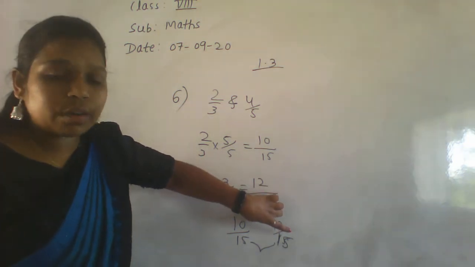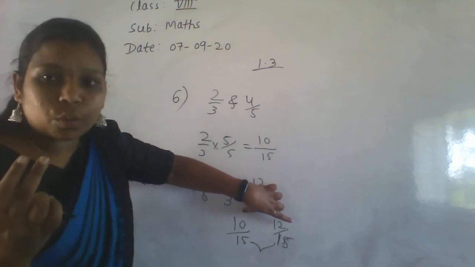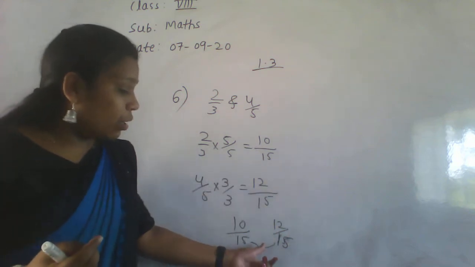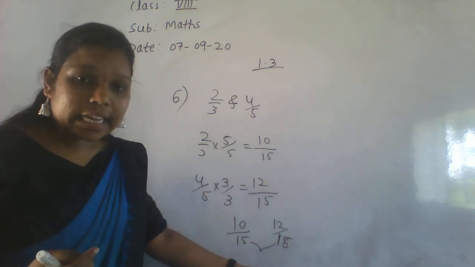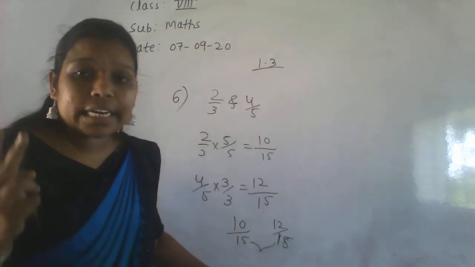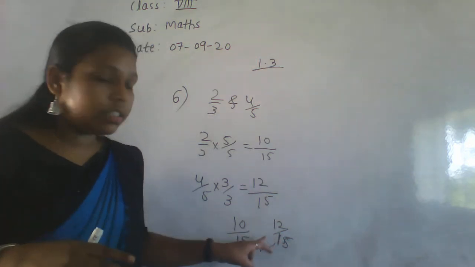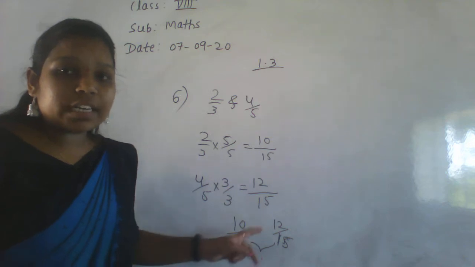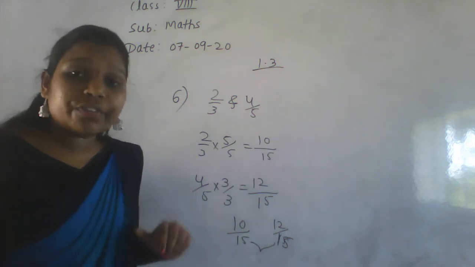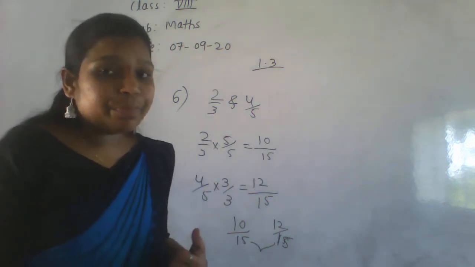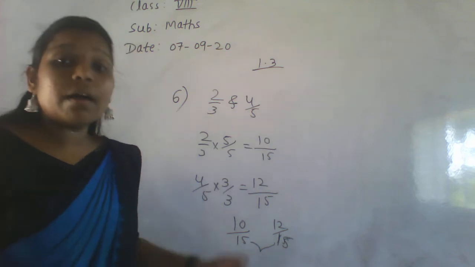Otherwise we cannot. See here the difference is only 2. So if you start writing like this only, then we'll get only 2 rational numbers in between these two rational numbers, right? So here the difference is only 2, but we want a difference of more than 5. That's why you have to do multiplication again.